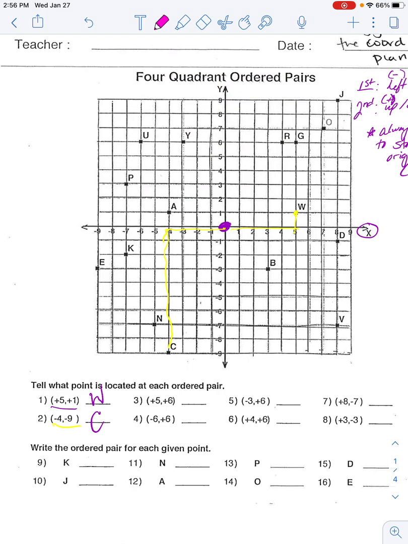Let's look at number 3. Positive 5, positive 6. Start at home base, the origin. Positive 5 means we're going to the right 5. Positive 6 means we're going up 6. That's a G. Negative 6, positive 6 for number 4. Negative 6 means we're going to go to the left 6. Positive 6 means we're going to go up 6. So that's a U. You try the next 4. Pause the video, try the next 4, and then unpause and see what you get.